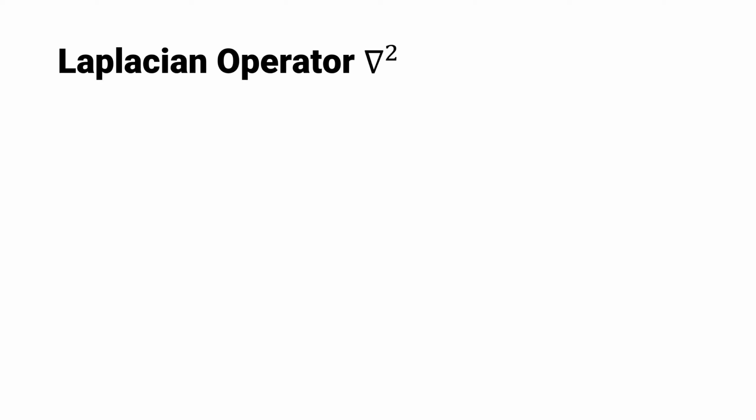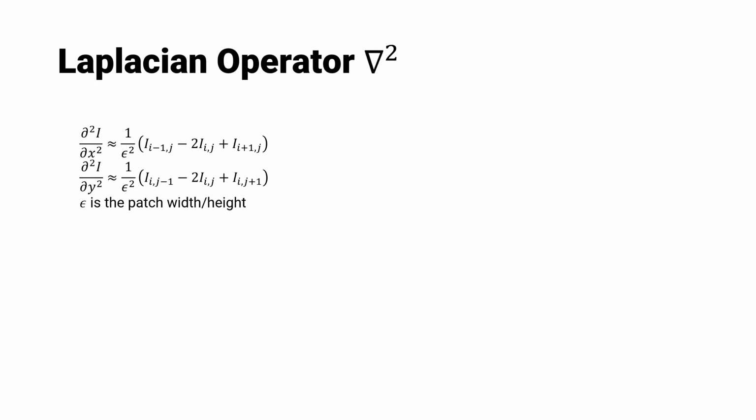The Laplacian operator, denoted by nabla square in this case, is defined as follows. Imagine you're applying the gradient operation like the Sobel operation twice, and that gives rise to the Laplacian operator. Here epsilon is the patch width or height, so it's applied in a small neighborhood. When we combine these two things, nabla square I is given as the sum of these two second order gradients. The question is, is there directionality here?